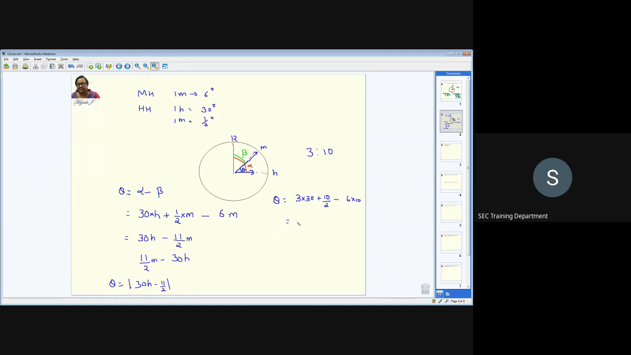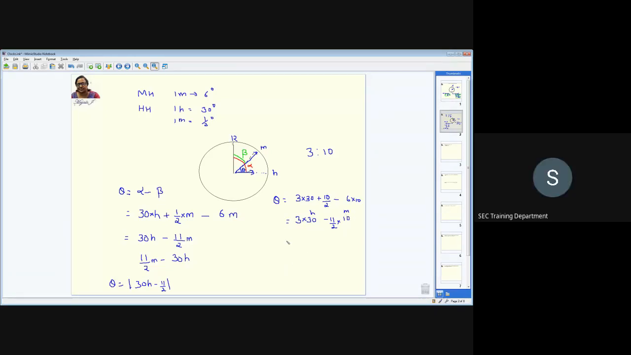Any doubt in this? So this formula, hello? One of you please answer. So this is going to be how much? When you multiply, this is going to be like 10. I'll take it as common. So the balance left out is 1 by 2 minus 6, which is nothing but minus 11 by 2. So this is the formula which we have here: 3 into 30 minus 11 by 2 m. This is h and this is m.